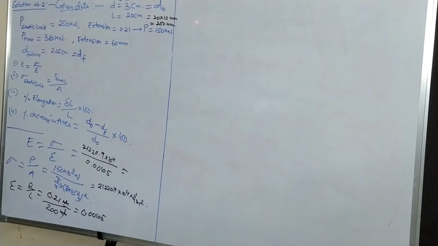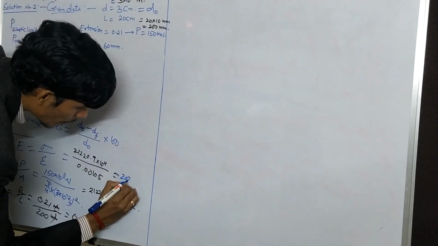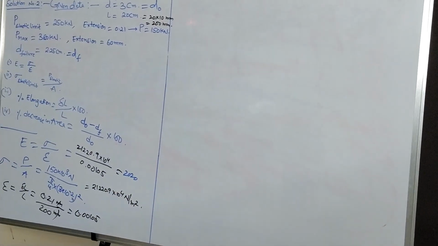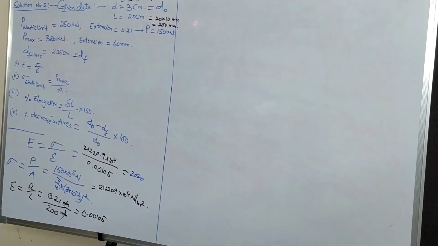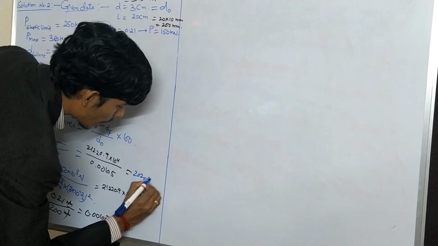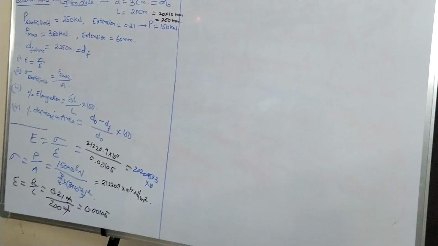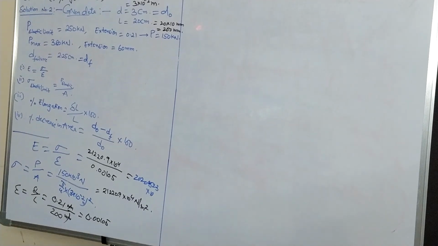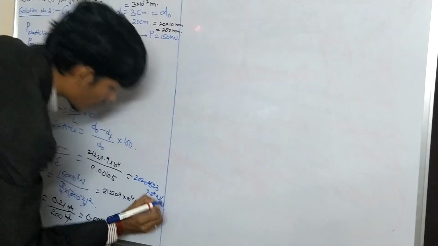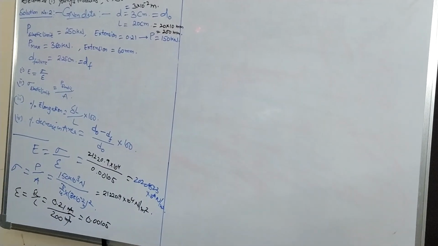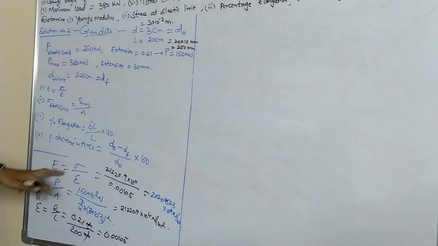2020.9523 into 10 to the power of 4 Newton per meter square. So the Young's modulus you have got. So the first step of calculation is Young's modulus, that is stress by strain.